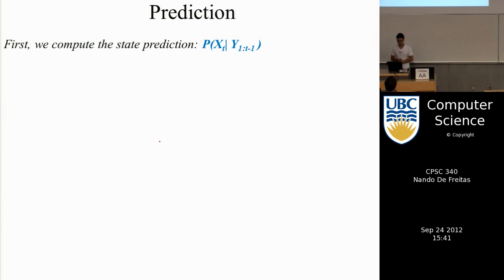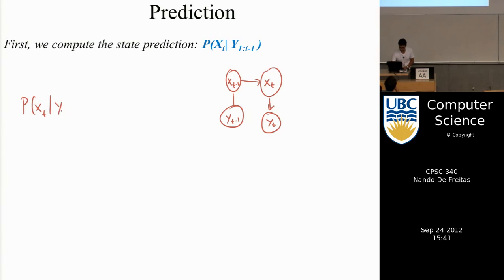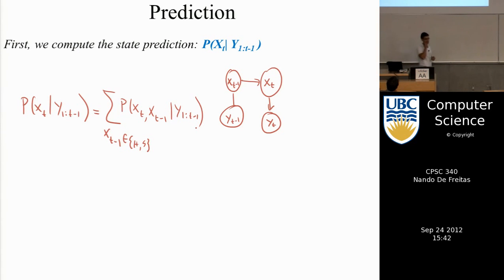Okay, so we now need to do a little bit of algebra to derive this. Let's assume that we're at the part of the model where we have x_{t-1}, y_{t-1}, x_t, y_t. In order to compute P of x_t given y_1 to t-1, I'm going to sum over all possible values that x_{t-1} could take, which are either happy or sad, of P of x_t and x_{t-1} given y_1 to t-1. Okay. I've just done a trick of marginalization. I've added x_{t-1}, and I sum over it to get rid of it.